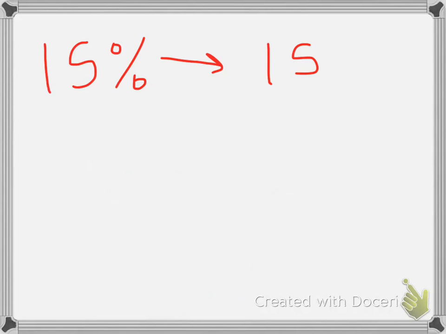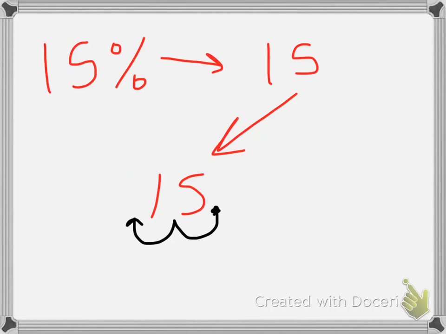We have 15%. And all we're going to do is get rid of the percent sign, move our decimal, that's at the end, 2 places to the left, and we have 0.15. I tell them to go ahead and add the 0 because when they're taking a test, their answer choices are going to be 0.15.